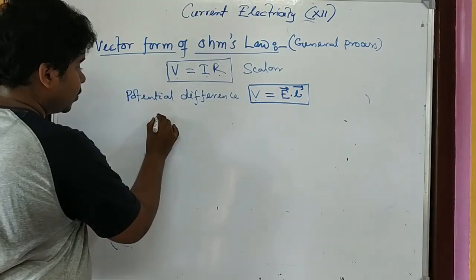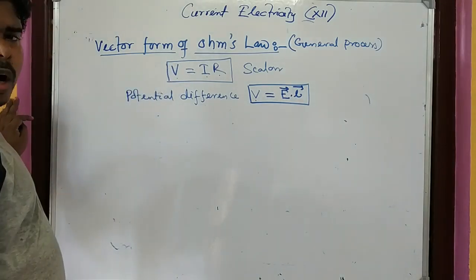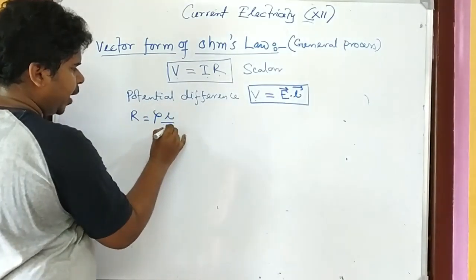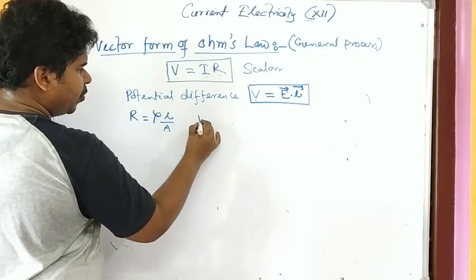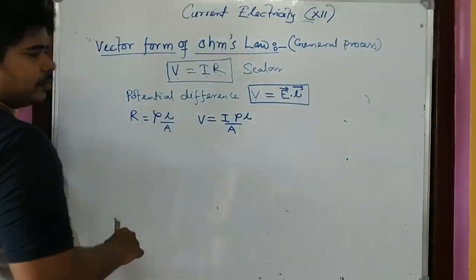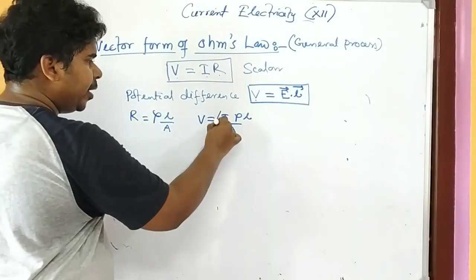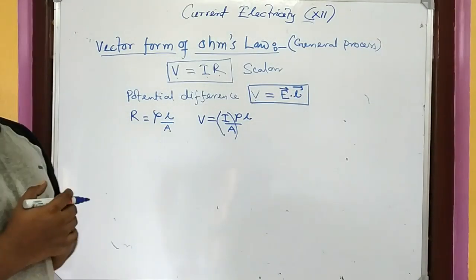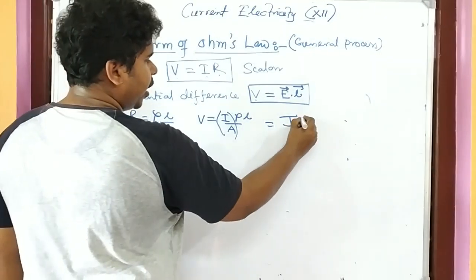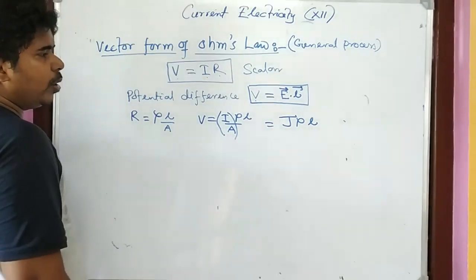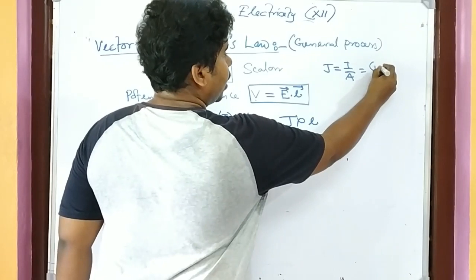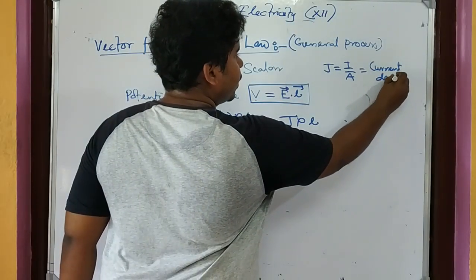Now coming again, V equals I into R. We have already mentioned R equals rho L by A. So can I write V equals I into rho L by A? Clear? Now I by A, current by area. Current by area means what? That is current density, J. So J equals I by A. What is current density? Just now we have discussed.